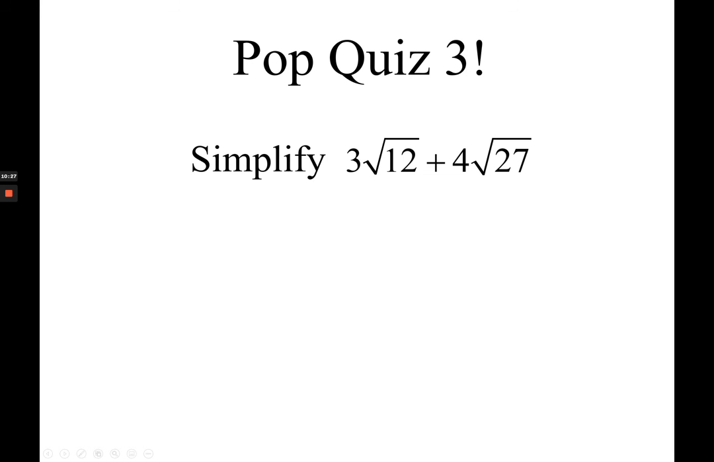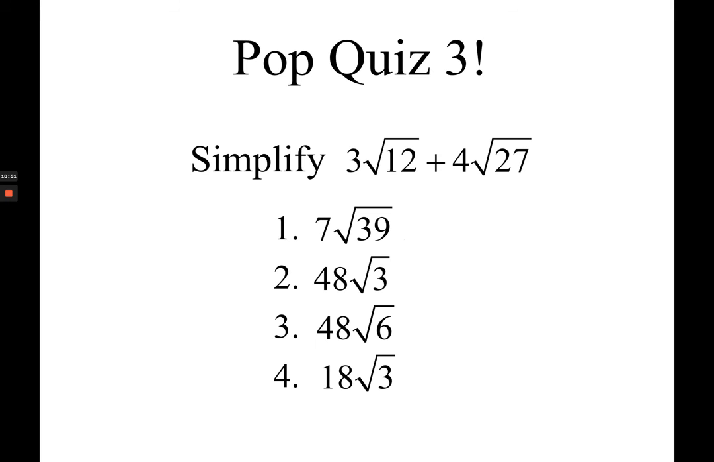One more. Simplify the expression 3 square root of 12 plus 4 square root of 27. You do remember the examples number 4 and 5, that you need to factor and make sure one of the factors is a perfect square so that we can extract the square root of it and multiply to the number outside the radical sign. Here are your choices. And the correct answer is 4. And here is the work to explain.